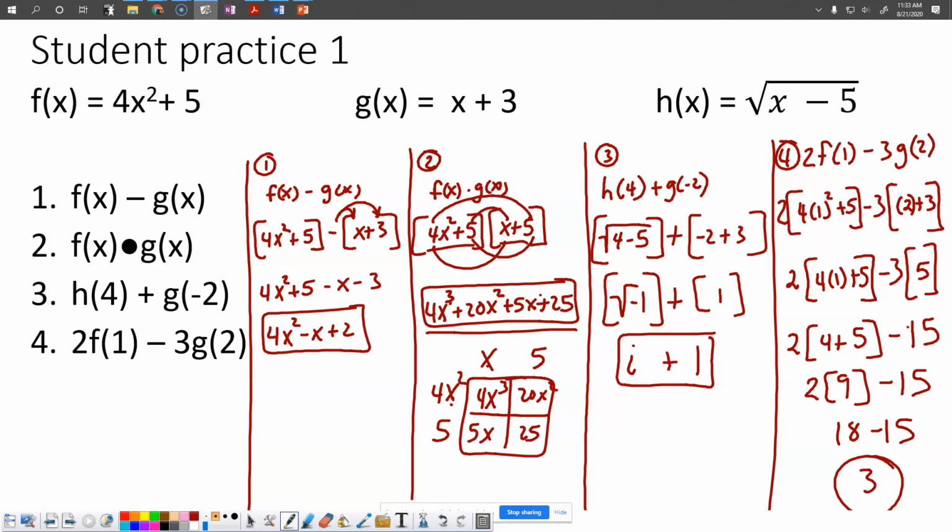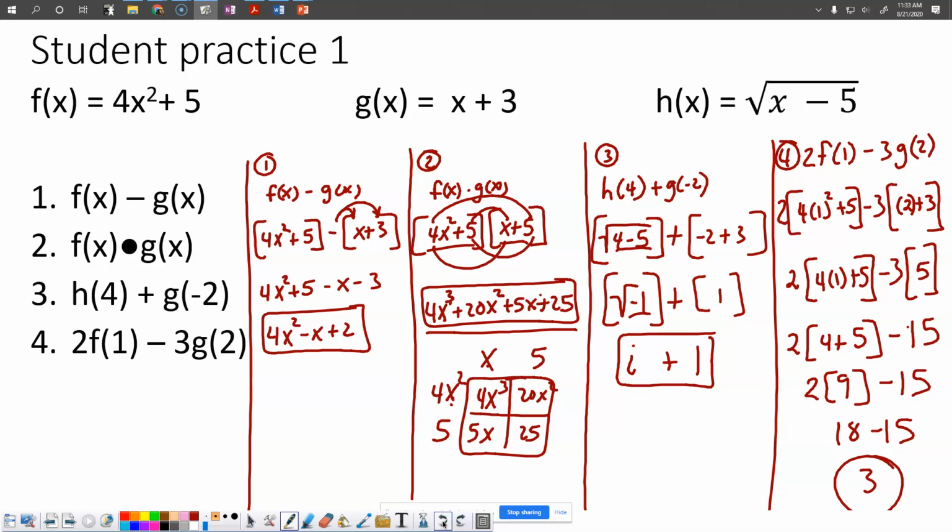So there's that one. Number 3, something else kind of weird happened. When you plugged 4 into the h, you end up with the square root of negative 1. Did you guys remember that's called i? It's called an imaginary number. Something you should have learned in Algebra 2. Hopefully you guys got to that. But if not, it's not a big deal. Anyway, so there's that.